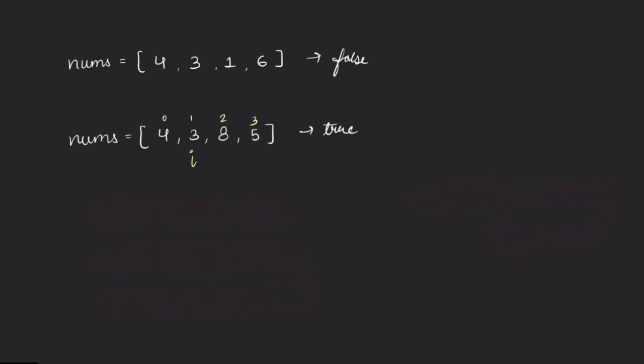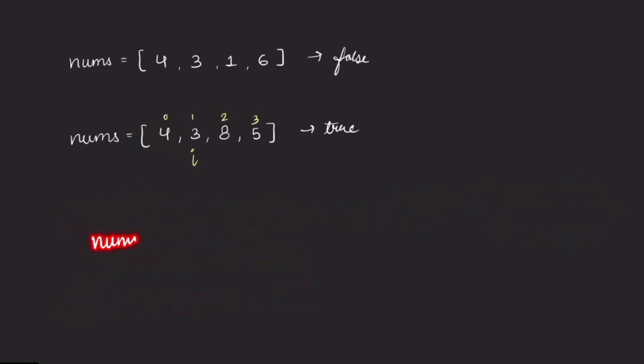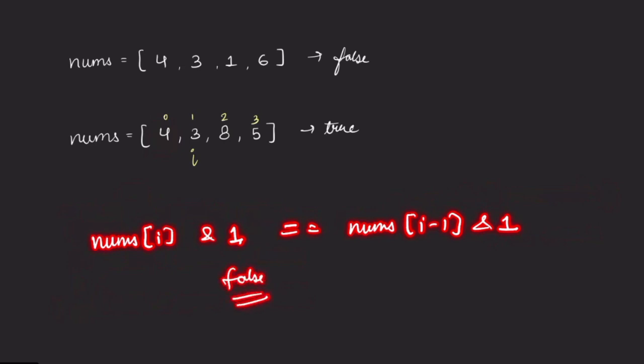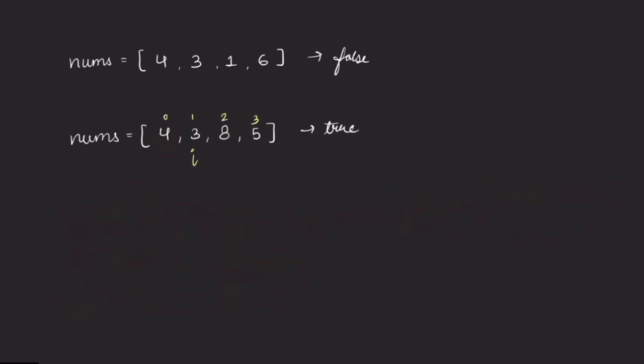And one other approach is using the binary representation of these numbers. So 4 in binary is written as 100 and 3 in binary is written as 11. Basically, whatever two numbers we are considering, their last bit has to be different. If the last bit is different, then one is even and one is odd. If both are 0 or both are 1, then both are even or both are odd. So here you can check nums of i AND 1. This will give you the last bit. So if this is equal to nums of i minus 1 AND 1, then we need to return false, as both are even or both are odd. So this is how we can solve this problem.